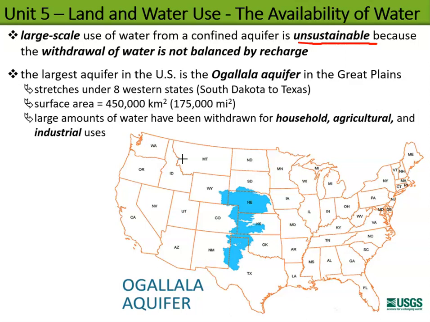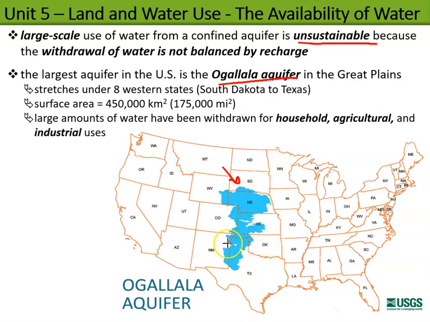And then if you have a large enough aquifer, like for example, in the United States, the largest aquifer in the United States is the Ogallala Aquifer. This is in the Great Plains. It stretches through 8 western states from South Dakota to Texas. You can see it here in this diagram. So here's South Dakota, parts of Wyoming, Nevada, Colorado, Kansas, Oklahoma, New Mexico, and into Texas.